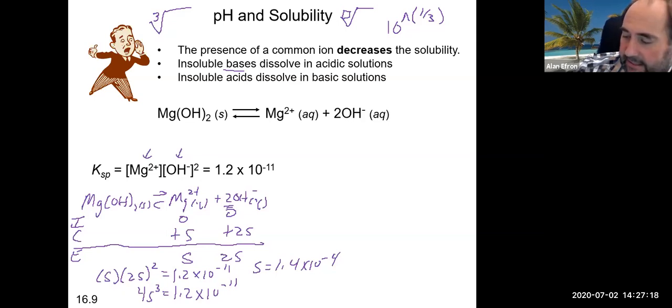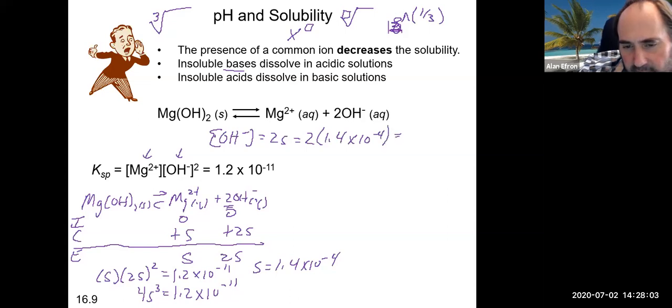If you don't have that button, on my calculator, the button looks like X with a little square on it. If you do that to 1 divided by whatever root you're trying to do, that would get you your root. So for example, on this problem, after you divide the 1.2 times 10 to the minus 11, you would take it to parentheses 1 divided by 3, and that will get you your answer. In this particular case, that is our S value. And if I wanted to know the hydroxide concentration, it is equal to 2 times S, which means 2 times 1.4 times 10 to the minus 4 would give me my hydroxide concentration, which is 2.9 times 10 to the minus 4.